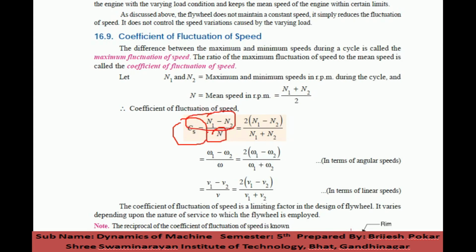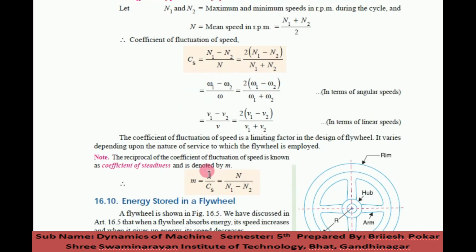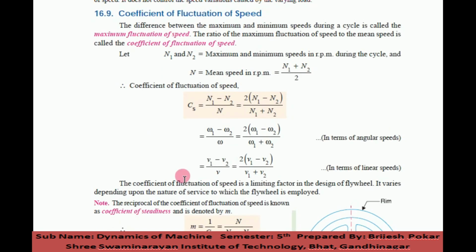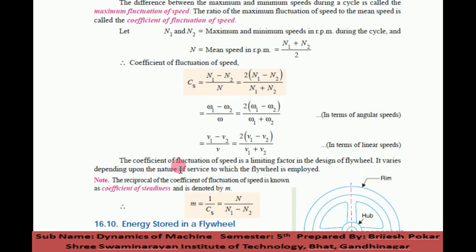Okay, I hope you understand. Let me discuss it again. Here N1 minus N2 is the maximum fluctuation of speed, and the ratio of this to the mean speed is called the coefficient of fluctuation of speed. Here it is in the form of angular speed, and here it is the linear speed, linear velocity. So by this way we can find out the coefficient of fluctuation of speed.